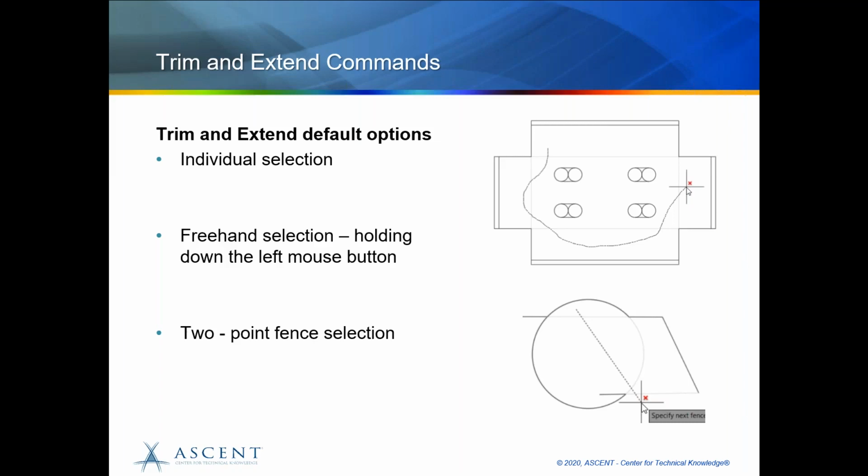Now, there is also a freehand selection that is a default option. All you have to do is keep on holding the left mouse button. And once you do that, if you keep on holding and don't click and leave, you just keep on holding and move over different lines and objects, it keeps on adding them into the whole set to be trimmed or to be extended.